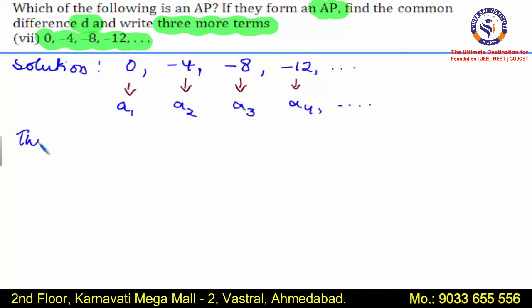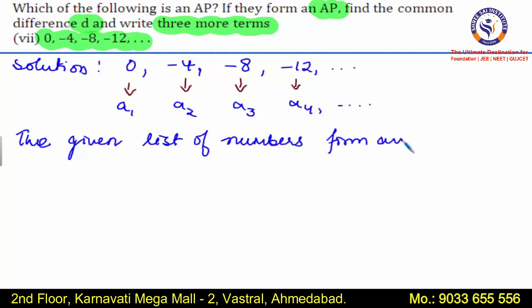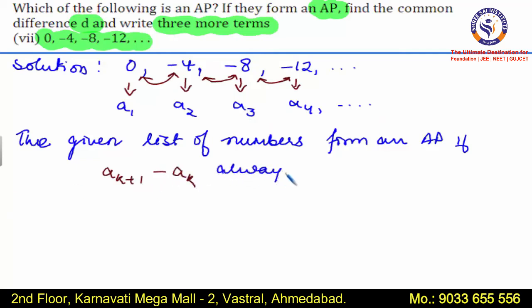Now this list of numbers form an AP if the difference between any two consecutive terms always remains the same. That is, A2 minus A1 is equal to A3 minus A2 is equal to A4 minus A3 and so on. In short, we can write A(k+1) minus A(k) always remains the same.